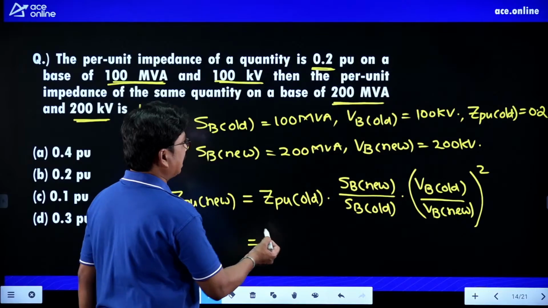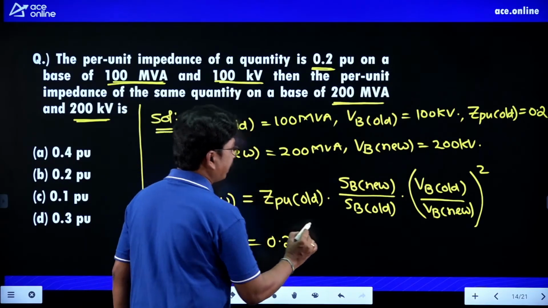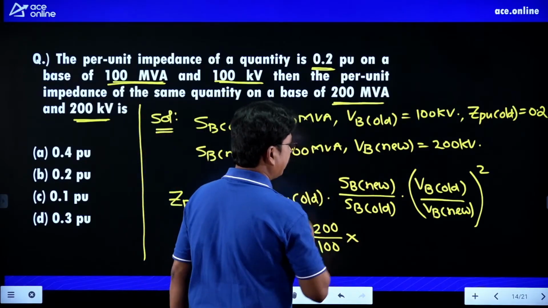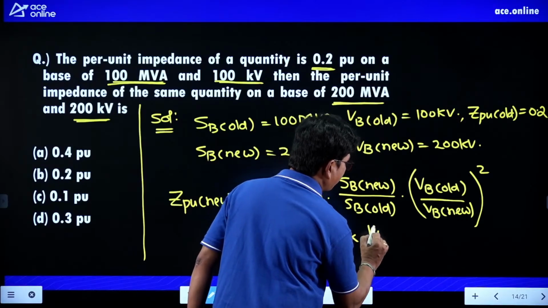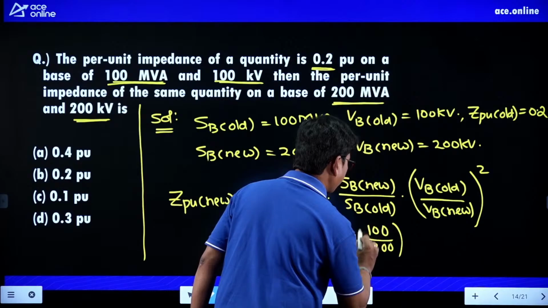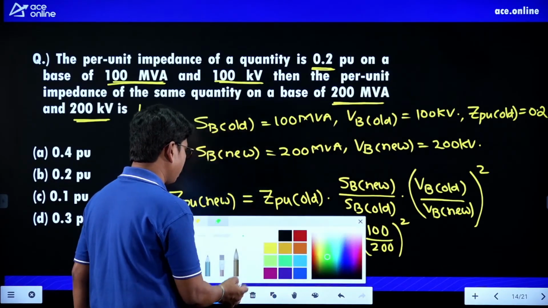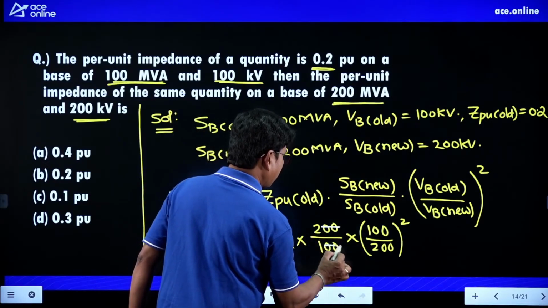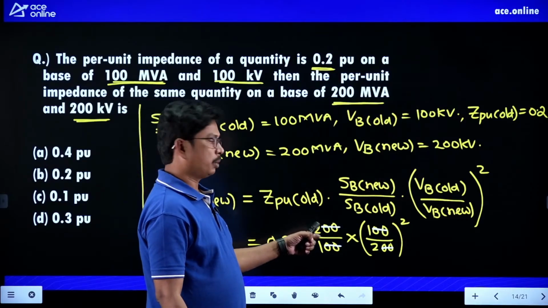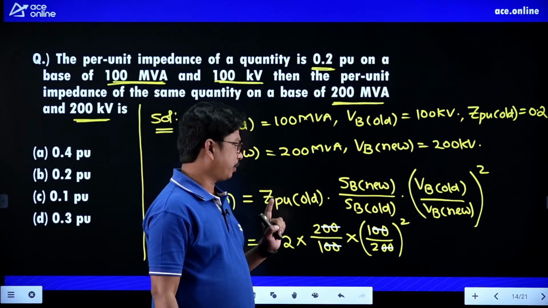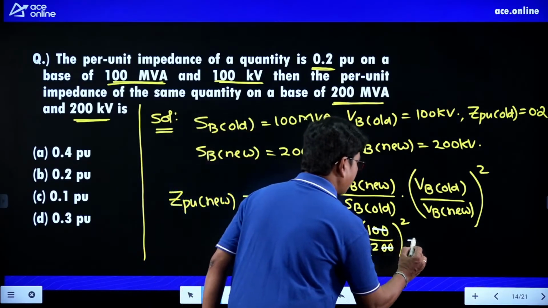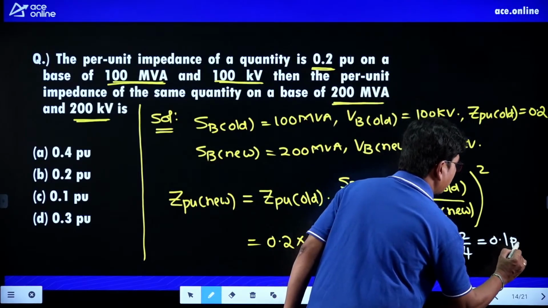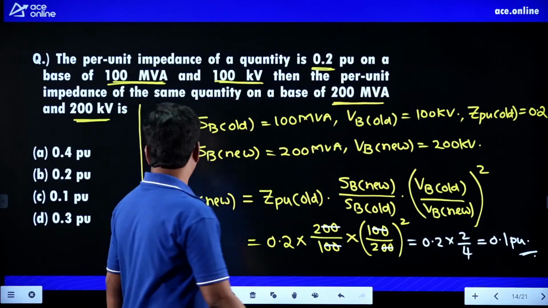So this is equivalent to Z per unit old, 0.2, into S base new, 200 MVA, divided by S base old, 100 MVA. So that MVA will be cancelled, and here V base old value is 100 and V base new value is 200, whole square. What are the cancellations we can do here? 2 zeros will be cancelled here, and here also 2 zeros will be cancelled. So in the numerator we are having 2, and here it is 1 by 2 square, which is 1 by 4. So that 2 and 1 by 4 gives 0.2 into 2 by 4, which is 0.2 by 2. It will be 0.1 per unit. So what is the correct answer here?